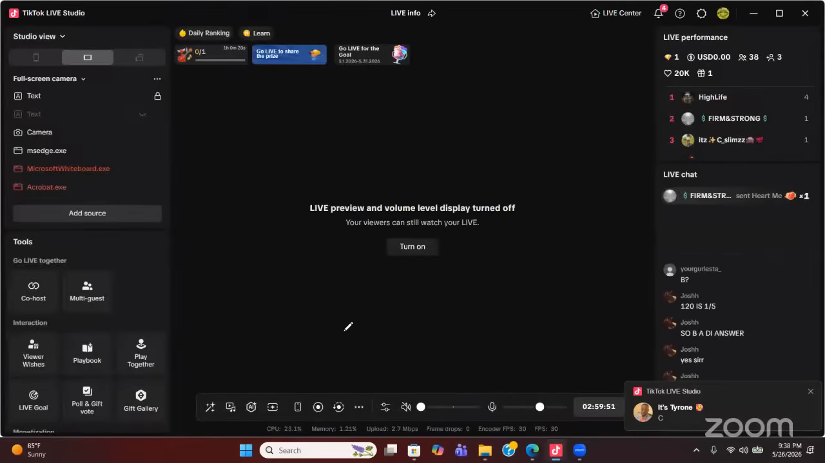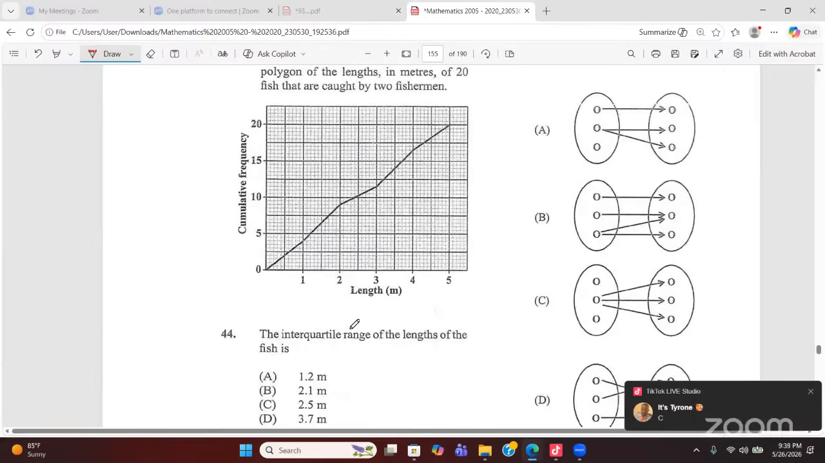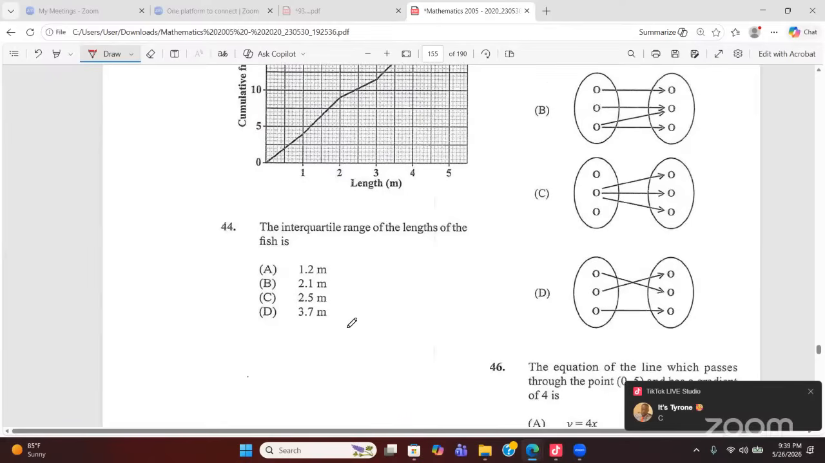All right. Let me see. All right. It says here, refers to the diagram. The 20 fish of 20. Okay, so it's 20. All right. Cool. Caught by 2 fishermen. All right. Question. The interquartile range.